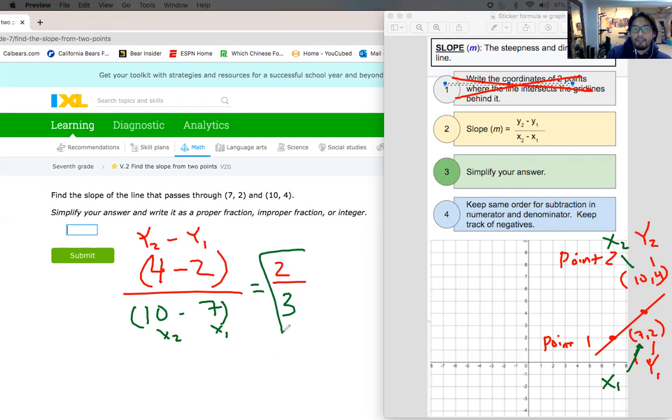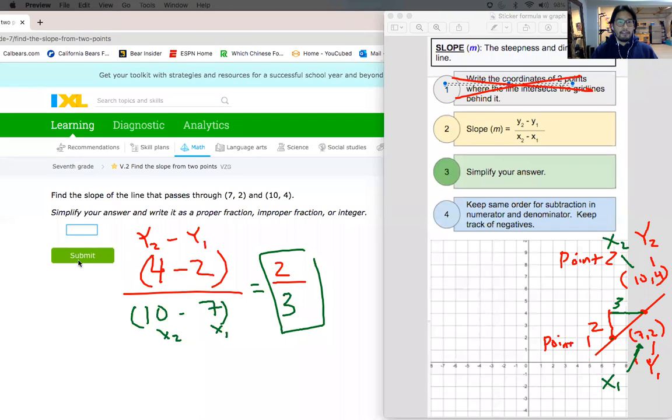My slope is 2/3. I don't need to simplify that anymore. It is already fully simplified. And if we looked at our triangle, we can see that this point is 1, 2, 3. Looks like it's close to 3, and then 1, 2, up. 1, 2. There you go. 2 vertical, 3 horizontal. So this slope matches a triangle that we would have constructed.